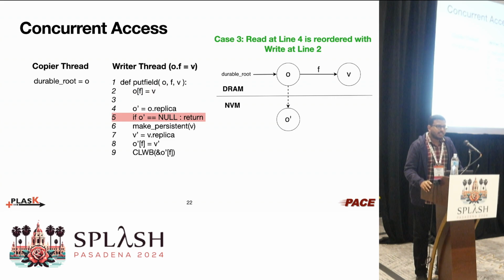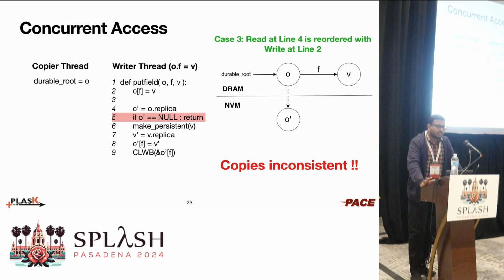And then when we read the O dash, remember that this O dash was read before O's replica was created, and hence O dash is still pointing to null, due to which we return from the function, and hence we get inconsistent copies here. As you can see, on the DRAM we have O and V, but on the NVM we only have the replica for O, that is O dash.